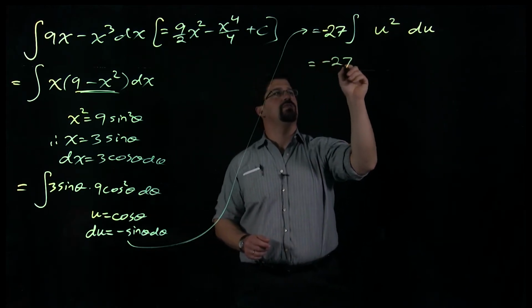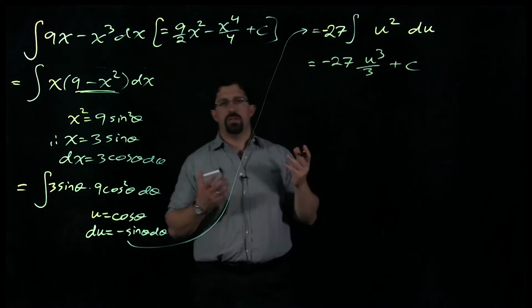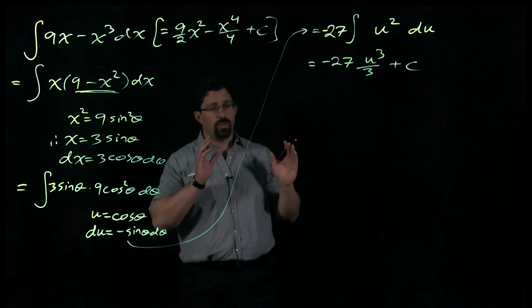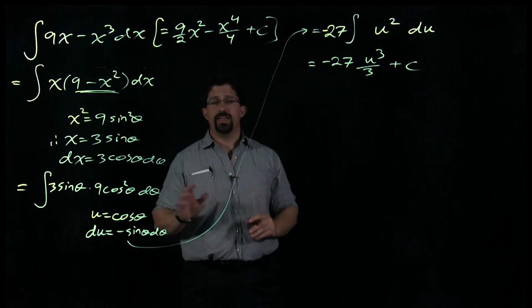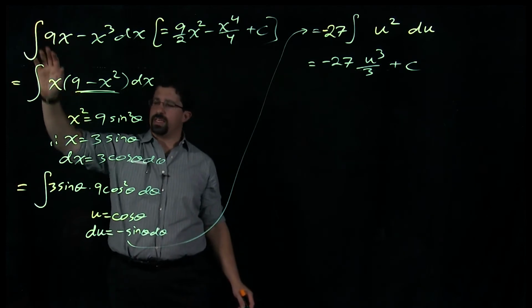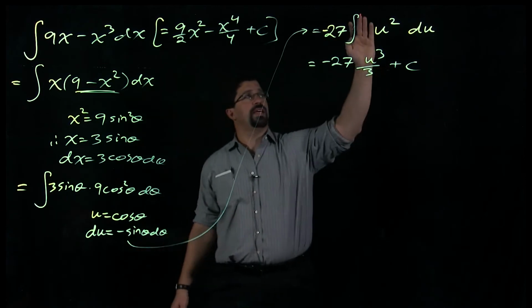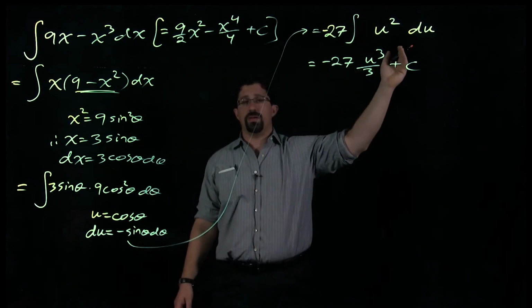So this is negative 27 u cubed over 3 plus a constant, which, if we were dealing with definite integrals, then we would have taken the bounds over here, substituted to figure out what they are over here, substituted again to figure them out over here, and we'd be able to just plug them in.